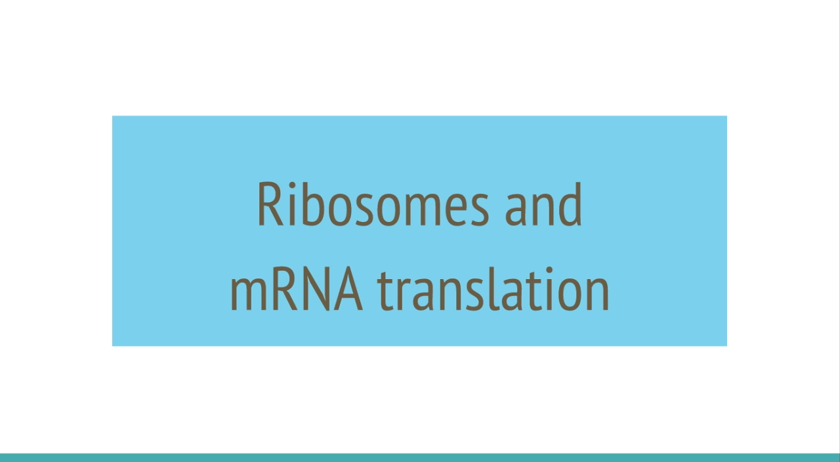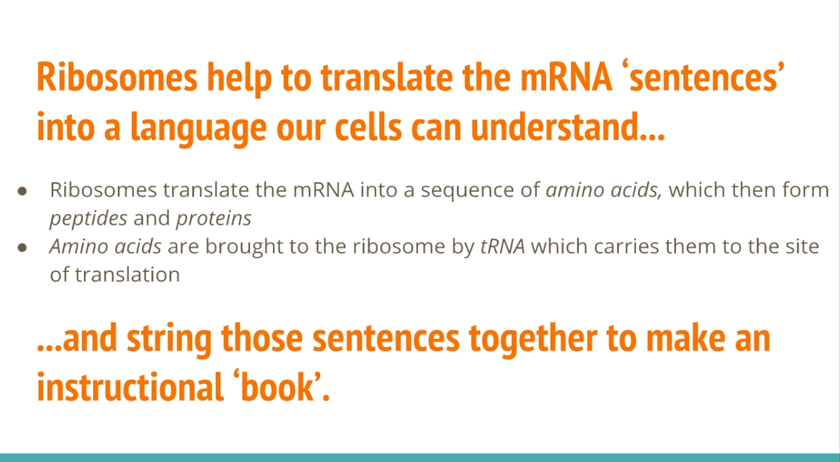The next topic is ribosomes and mRNA translation. So this is where we go from the RNA to protein. And this is a very important step, because without it, the whole process would be for nothing. Ribosomes are proteins. They have two subunits, and they translate the mRNA sentences that were just made by RNA polymerase, and they translate them into a language that our cells can read and understand.